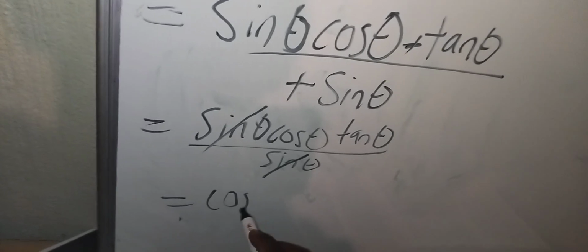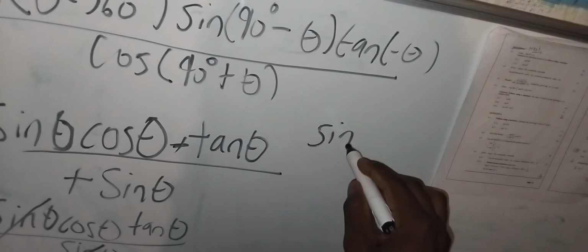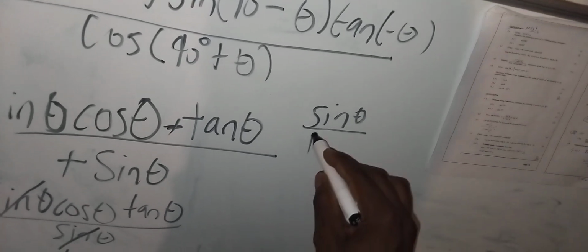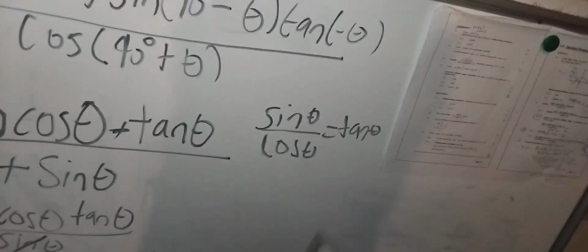In this case, you basically have cos theta, and then tan. What do you think about tan? Tan is actually an identity, so we know that sine theta over cos theta is equal to tan theta, because it's an identity.